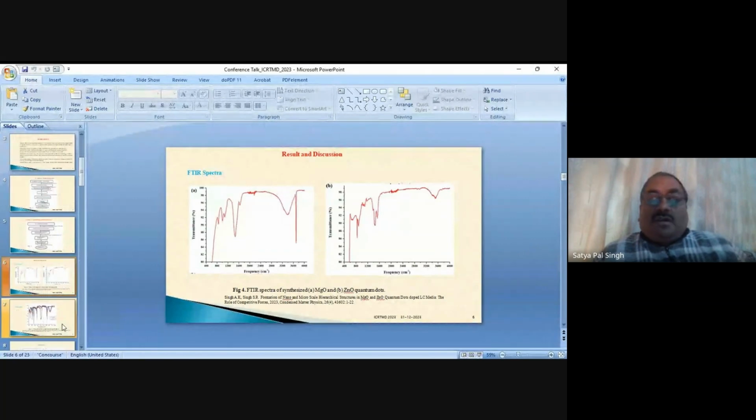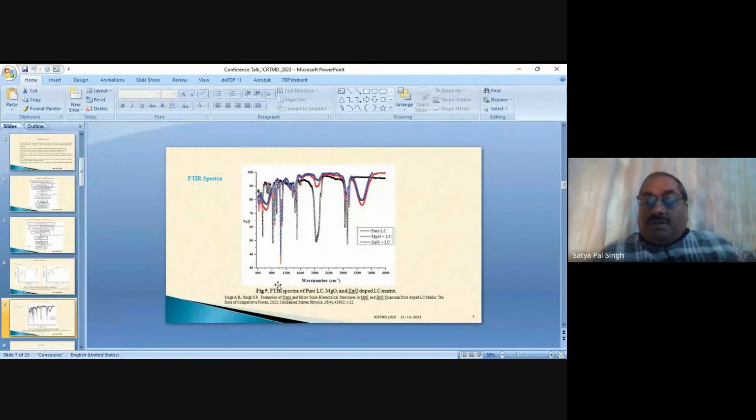See, this thing is in FTIR spectra. We have pure LC, and MgO doped LC. Of course, if you see, the positions of the peaks are not changing. You can clearly see that there are 3 cases: pure LC, MgO doped LC, and ZnO doped LC. But there is an intensity variation, the transmission intensity varies. Of course, that is a result of the presence of quantum dots.